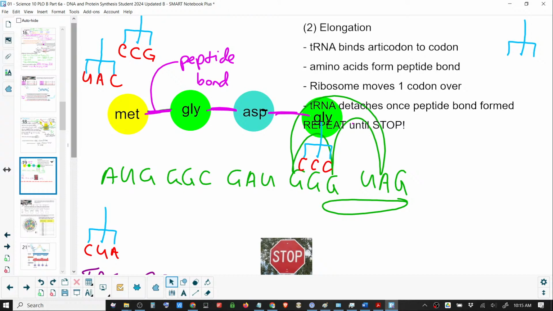Look up on your table. What does UAG code for? Stop. And there's no amino acid for that. It just literally means stop. How many stop codons are there? Three. There's only one start codon, and that's AUG, that codes for methionine. But there are three stop codons, and they're known as amber, ochre, and umber. They have colorful names. Also, I want you to just stare at the table for a moment. Do you notice anything efficient, non-efficient, or patterns in it?